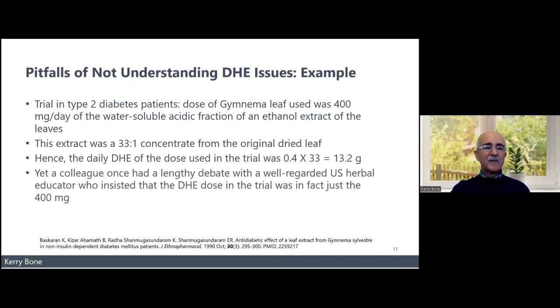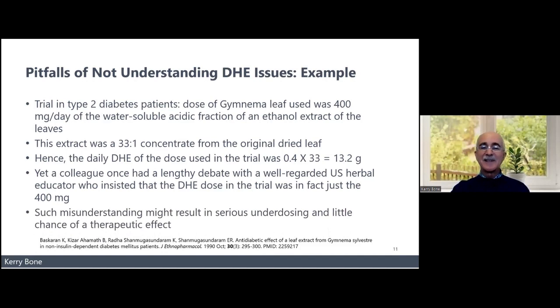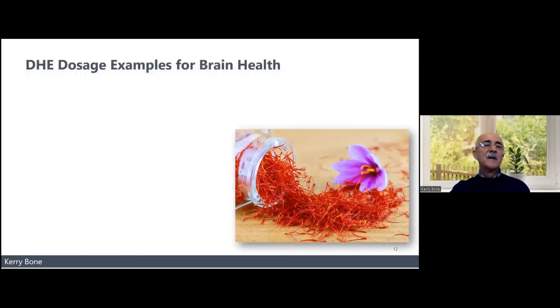And yet a colleague of mine once had a lengthy debate with a well-regarded and published US herbal educator who insisted, no, the dose of gymnema leaf used in their trial was in fact just 400 milligrams. And you can see this is clearly going to result in serious underdosing and little chance of a meaningful therapeutic effect.